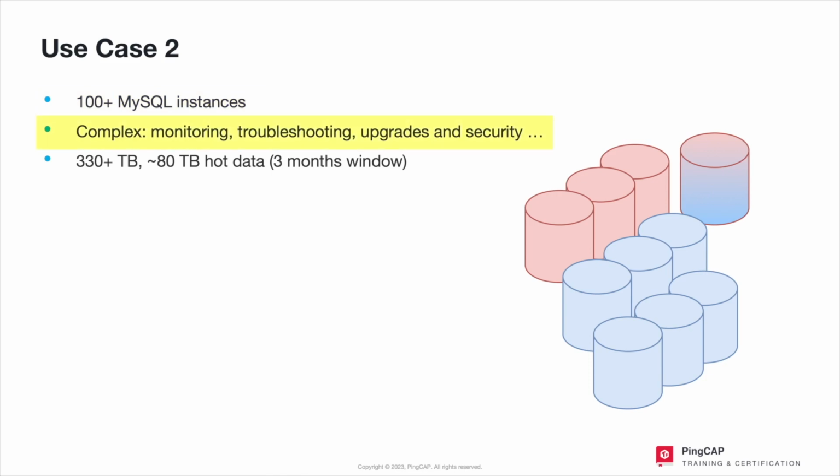The sheer number of MySQL instances makes monitoring, troubleshooting, upgrades, and security a challenge, and a challenge may be putting it mildly. Not only were there numerous MySQL instances, they had a lot of data too, 330 plus terabytes, and this includes a 3-month window of hot data that all combined reached approximately 80 terabytes. This company was a great candidate for a database consolidation project. Let's see how they handled it.